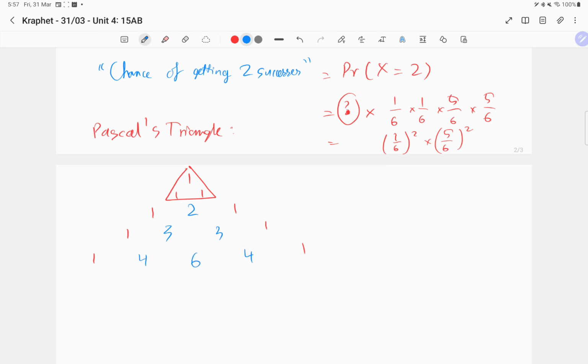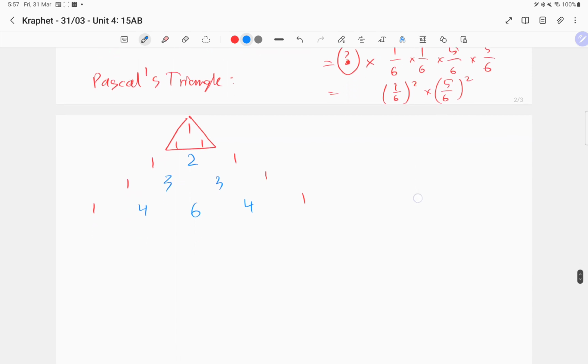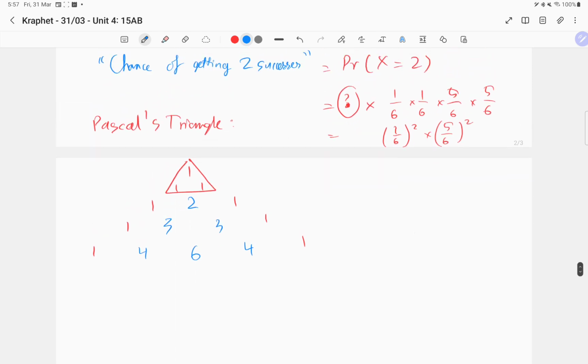Okay, here, make sense so far? Yeah, we've just gone through this one. So what does that mean by this Pascal's triangle? Here we are looking at, okay, what are the ways of getting 2 successes? 2 successes out of how many trials? 4. Okay, so this is 2 out of 4. So 4 means it's the 4th row of the Pascal's triangle.